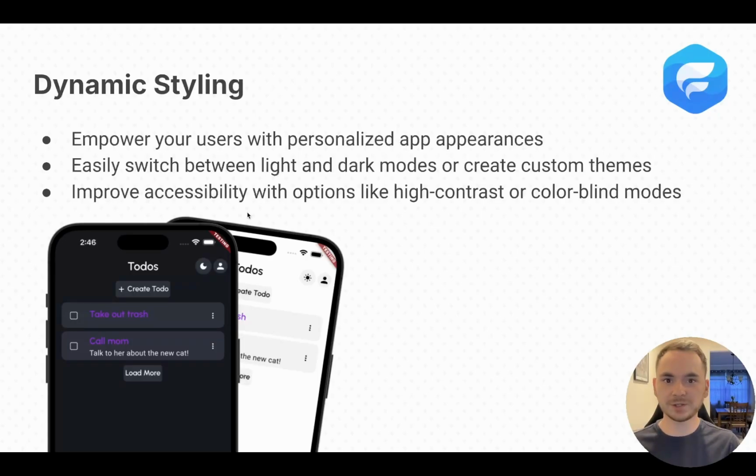The first change is dynamic styling. Now we can use the style module to automatically change the style during runtime. For example, we can switch between light and dark mode with the click of a button. You can also add your own custom styles, such as high contrast or colorblind modes. Let's look at a quick example.